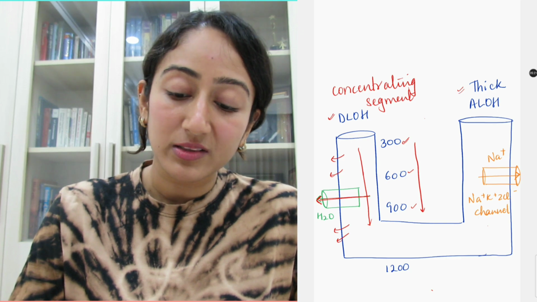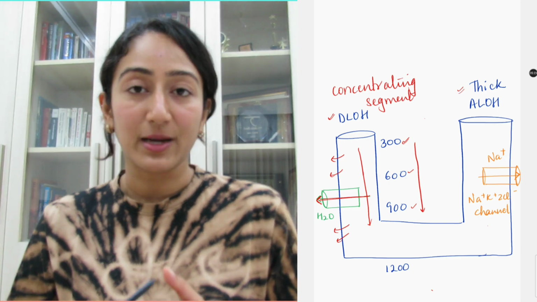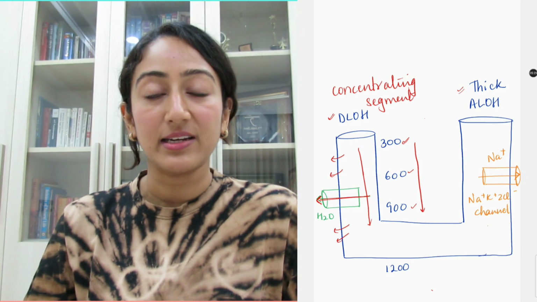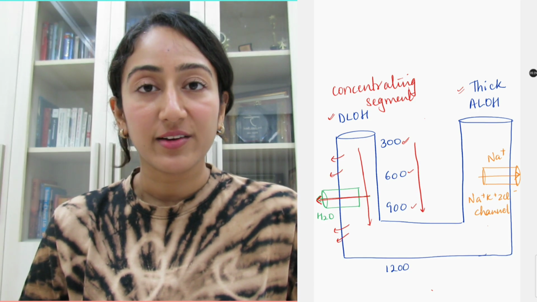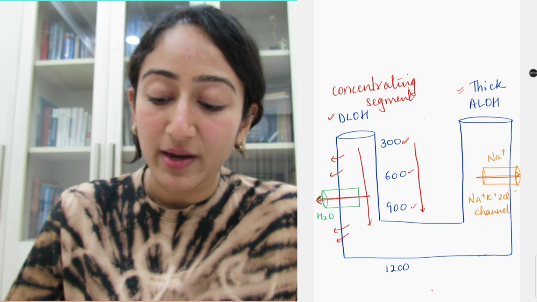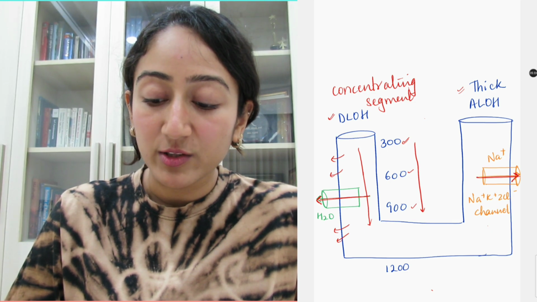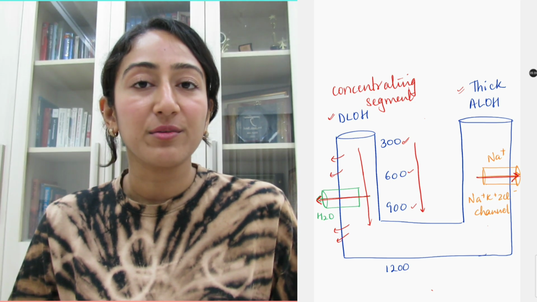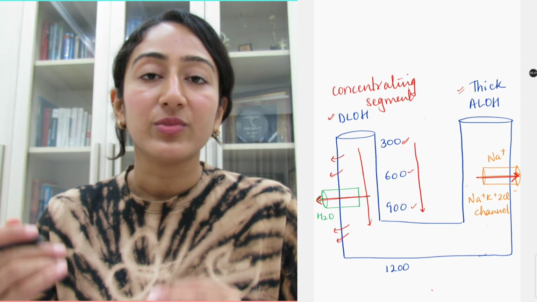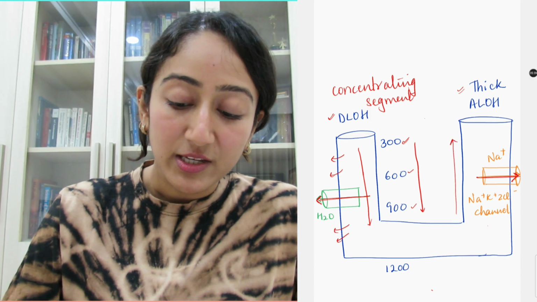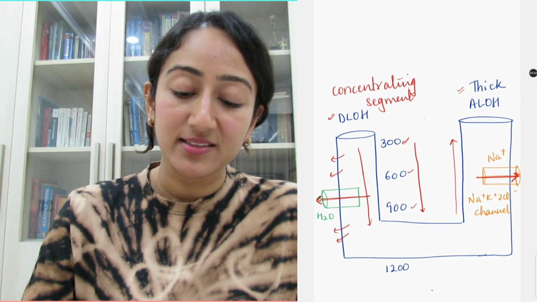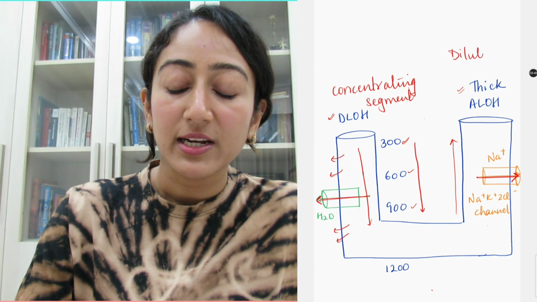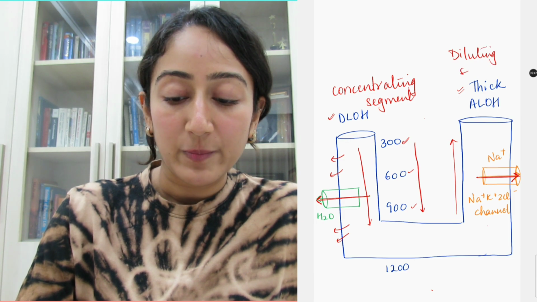However, when we come to the thick ascending loop of Henle, the reverse happens. The thick ascending loop of Henle is impermeable to water and only permeable to ions, right? So in this case, your sodium ions will move out, right? When the sodium ions move out and water remains within the loop of Henle, then as you move upwards, your osmolality will decrease, right? And when the osmolality decreases, hence this part is called your diluting segment.